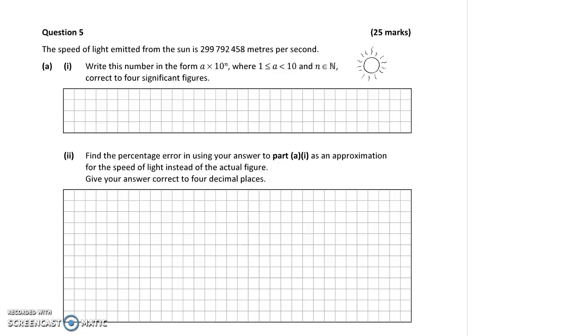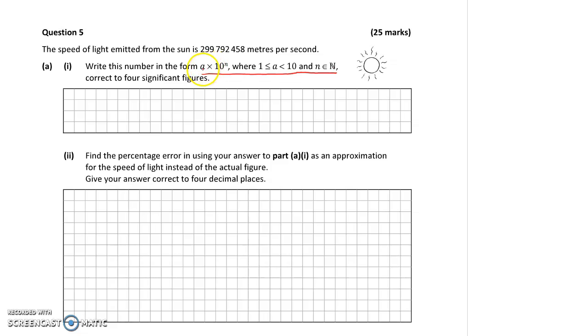A lot of the work would be done on your calculator. So let's work our way through this. The speed of light is given to the nearest meter per second, and it asks us to put it in the format of. Now, whenever you see all this blurb here, what it's basically saying is put it in scientific notation. So what is scientific notation?